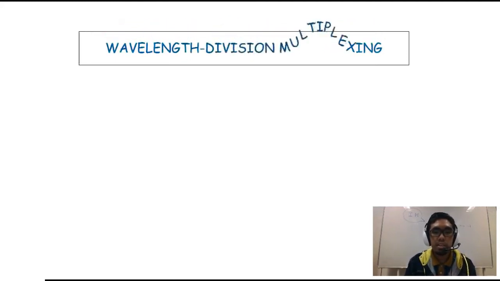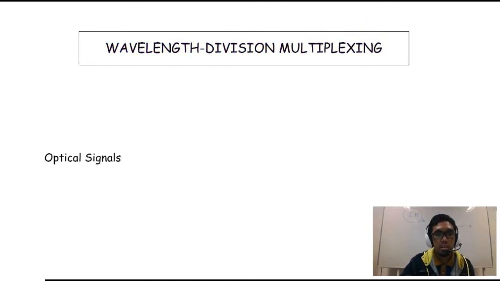Today we're going to talk about wavelength division multiplexing, WDM for short. So WDM is an analog multiplexing technique to combine optical signals. An optical signal is an electromagnetic signal whose frequency is very high, in the order of terahertz. And optical signal is measured in terms of wavelength to be more convenient.